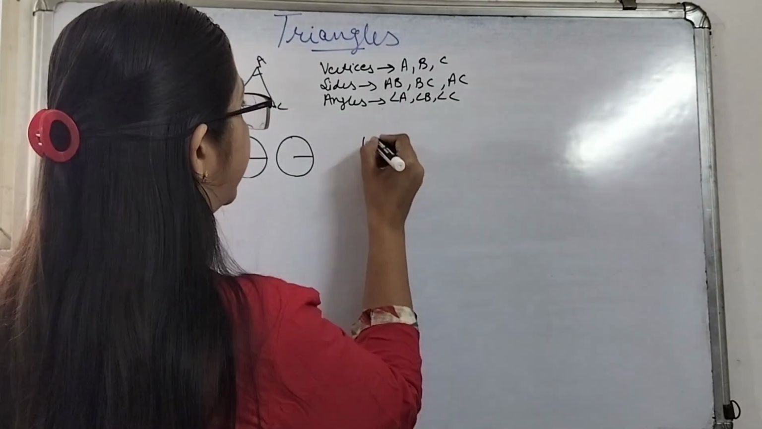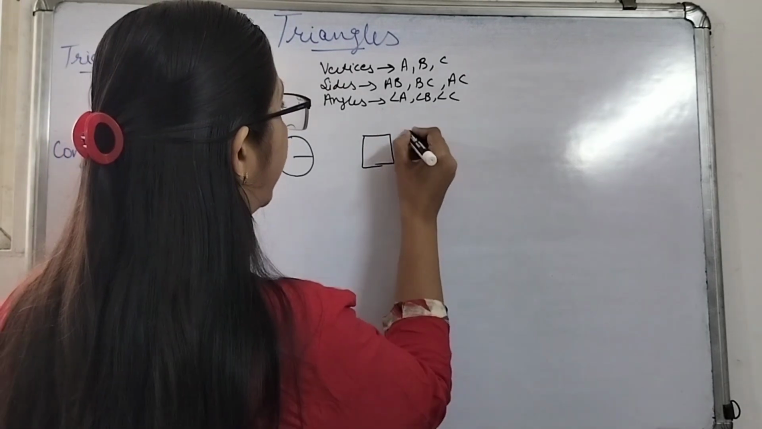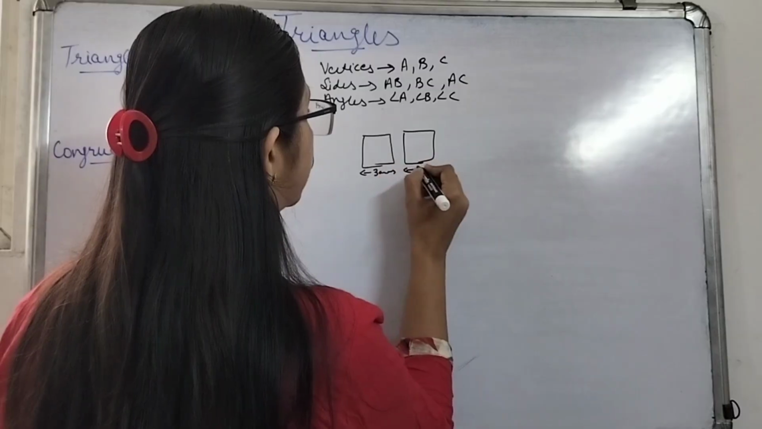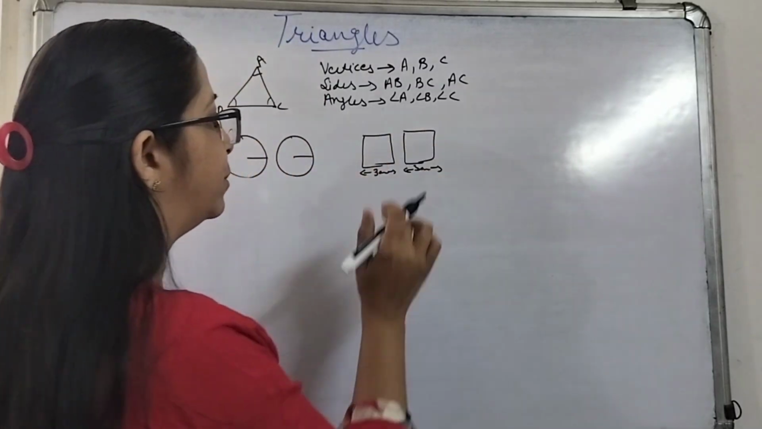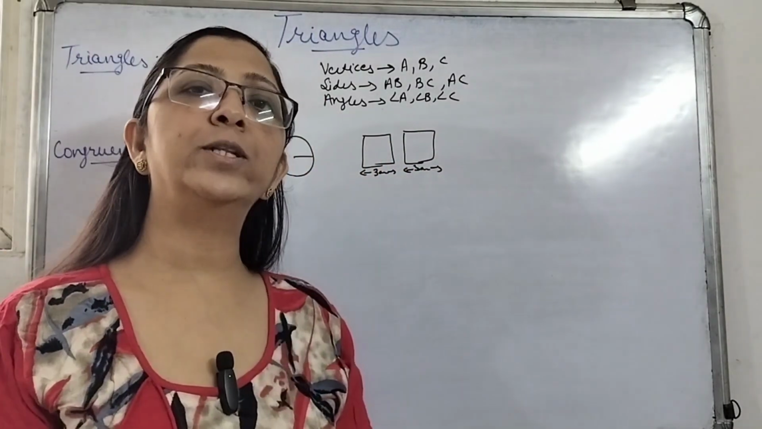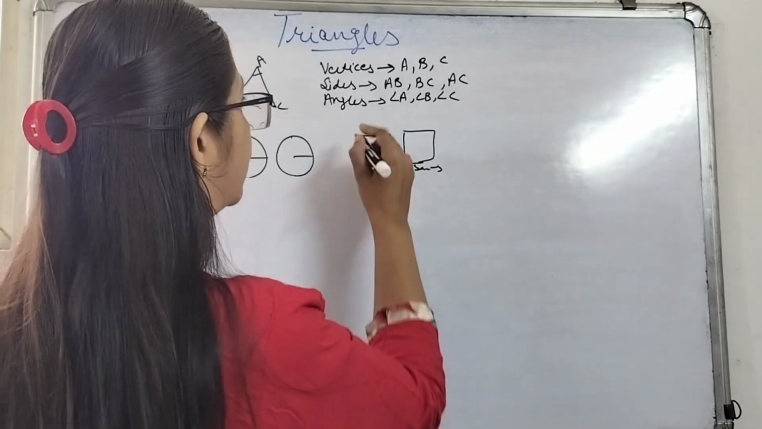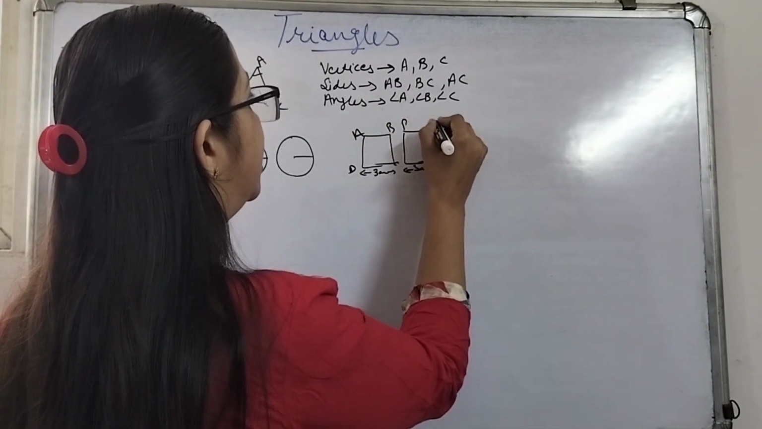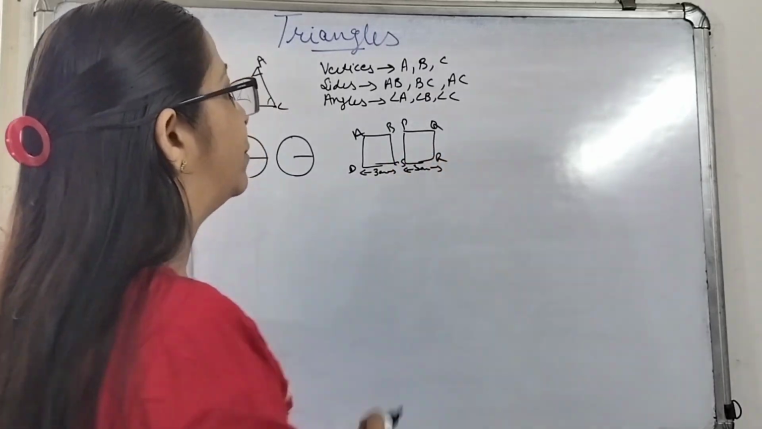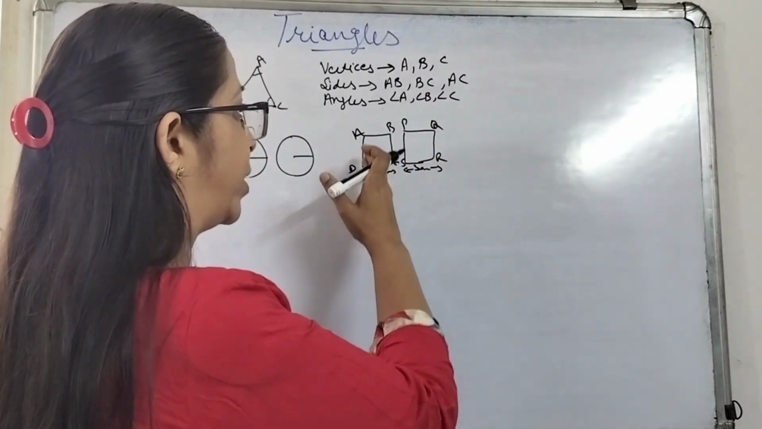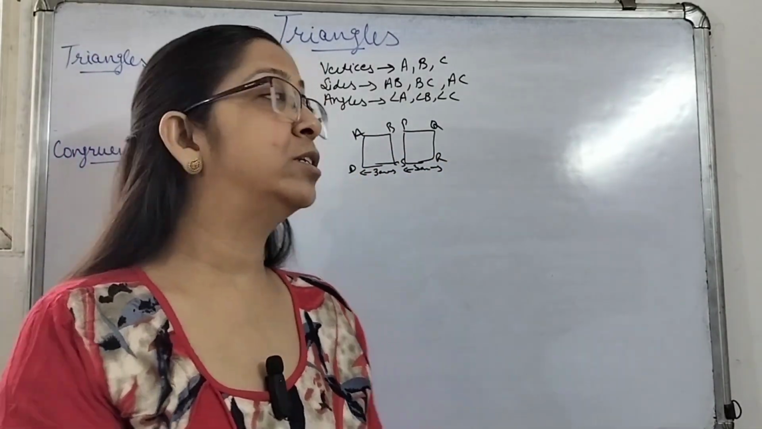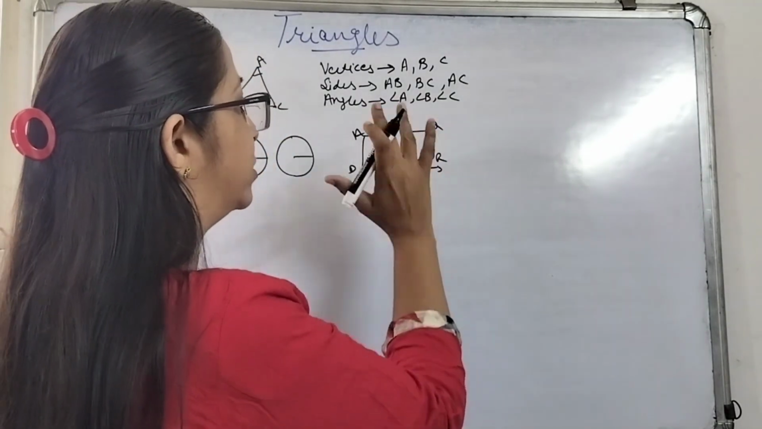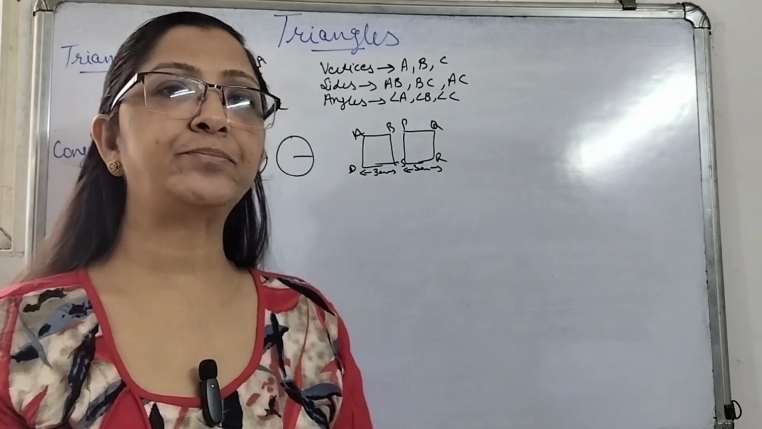Similarly, suppose I compare a square with another square whose sides are 3 centimeters. For this square all the sides are 3 centimeters, and for this square also all the sides are 3 centimeters. Suppose this is your square ABCD and this is your square PQRS. So I'll say that square ABCD is congruent to square PQRS, because in both the squares your sides are the same.